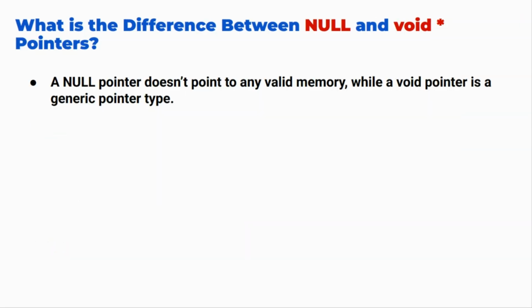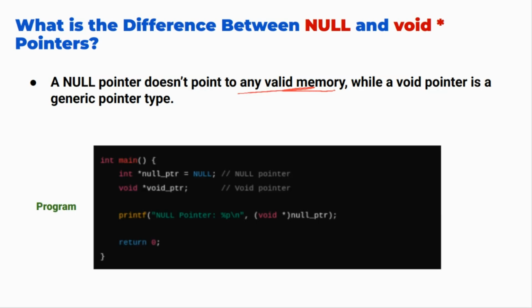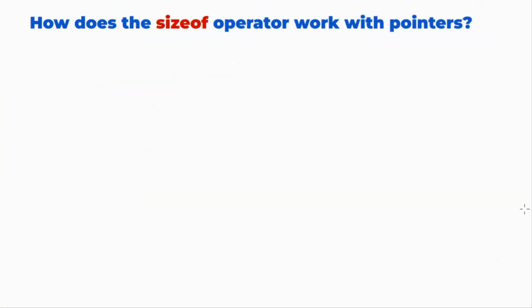What is the difference between null and void pointer? As we know, a null pointer doesn't point to any valid memory, while a void pointer is a generic pointer type. In this program, we have a null_ptr which points to null, and we have void *ptr, which is a generic pointer.